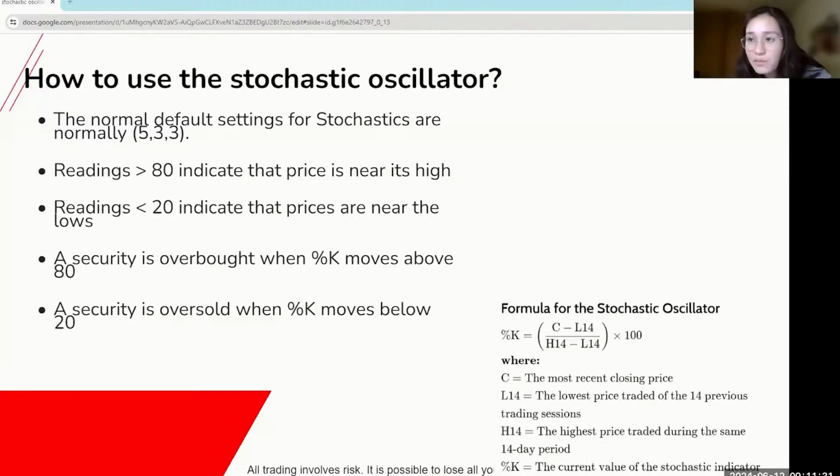But most of the time when you're using this indicator on your MT4, MT5 or TradingView, it's normally calculated for you already. So this is just for your information.